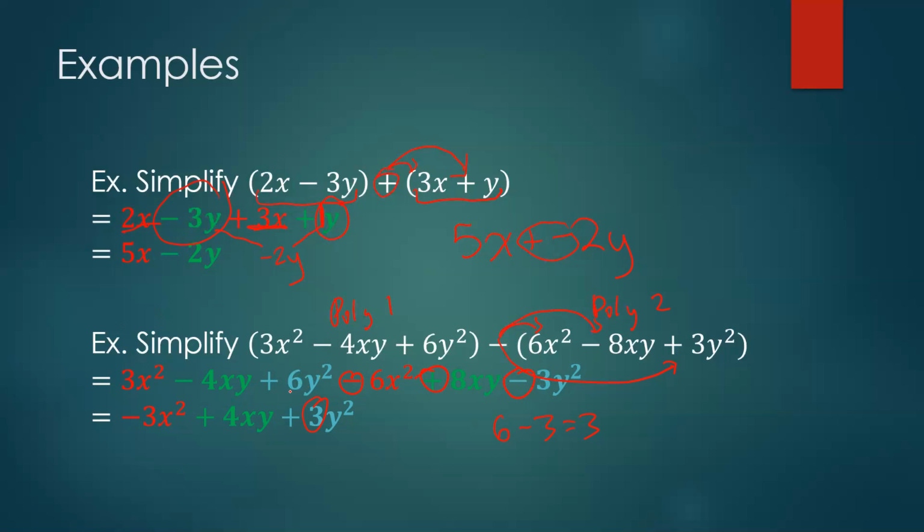So because these are like terms, I'm simply going to be subtracting. I'm going to be taking 6 minus 3, which gives me 3. Okay. And of course, because it's positive, I just put the positive sign in front. So I hope that kind of makes sense there. So again, look at the sign in front of the term. That's going to tell you whether you add or subtract.